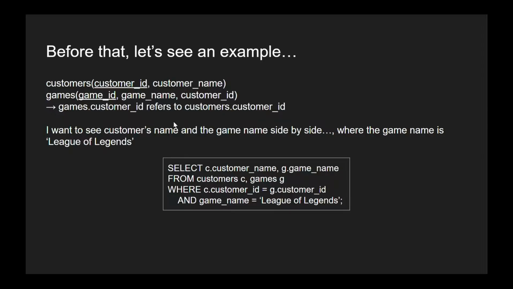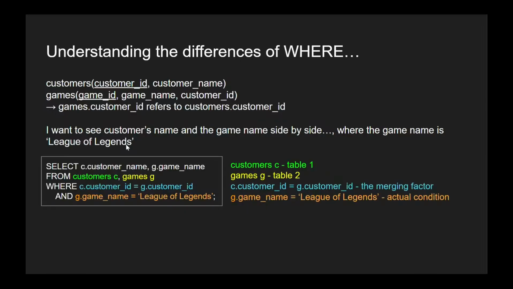I think this is quite straightforward. So what we need to do is select the customer name and the game name from these two tables. And then we just need to compare where customer ID equals this customer ID and the game name is League of Legends. We need to understand there's actually quite a little difference between these two conditions. If you look back to this, the green one is our first table, and the games G, the one in yellow, is our second table. And this C.customer ID equals G.customer ID. This one is a key.